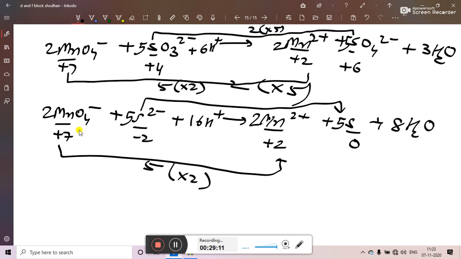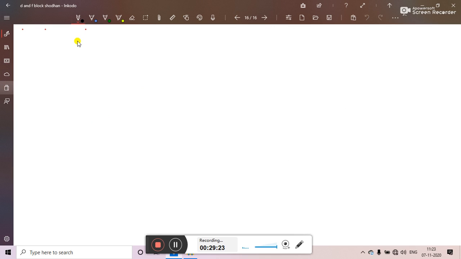Now we will see the chemical property of KMnO4 in neutral and alkaline medium. So we will see that in alkaline medium or neutral medium, MnO4 minus is always getting converted into MnO2. This you have to remember. In acidic medium, MnO4 minus was getting converted into Mn2 plus, while in basic and neutral medium, MnO4 minus will get converted into MnO2.